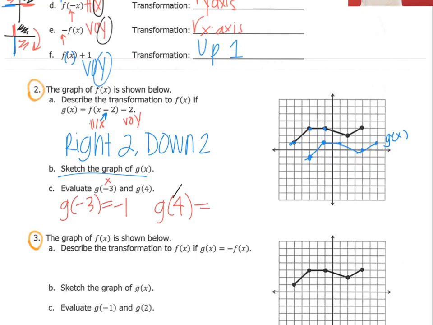So let's try g of 4 then. Remember, this is an x value, so go to the right 4. 1, 2, 3, 4, and we land at 0. There's no ups or downs here, we're just right there at 0. So g of 4 is equal to 0.